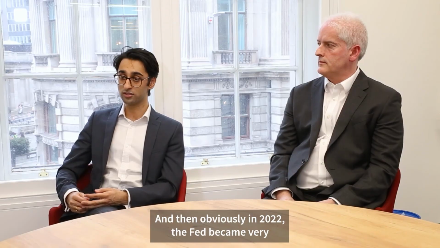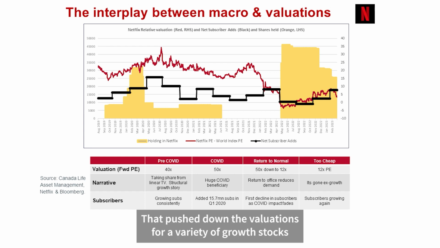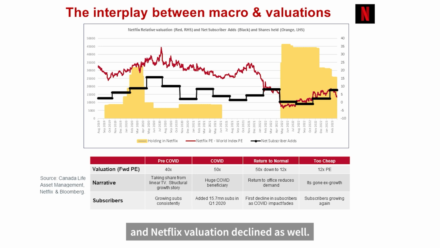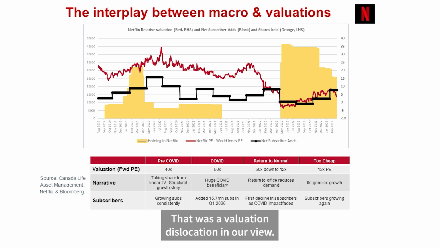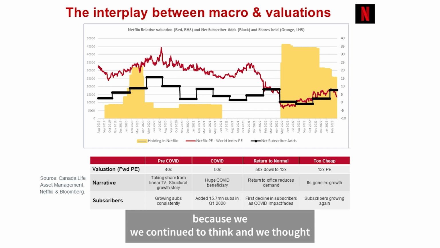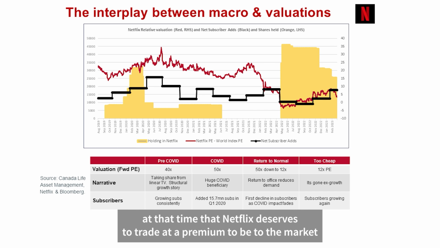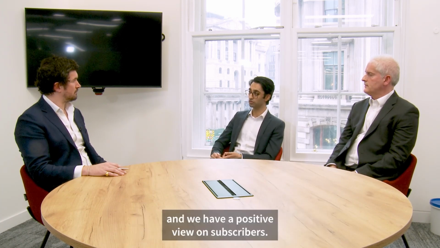And then obviously in 2022, the Fed became very hawkish and increased interest rates significantly. That pushed down the valuations for a variety of growth stocks, and Netflix valuation declined as well. There was a point in 2022 when Netflix was trading at a discount to the broad market. That was a valuation dislocation in our view, and we entered a position in Netflix at that time because we continued to think that Netflix deserves to trade at a premium to the market because it's a company with great content, a great moat, and so we have a positive view on subscribers.